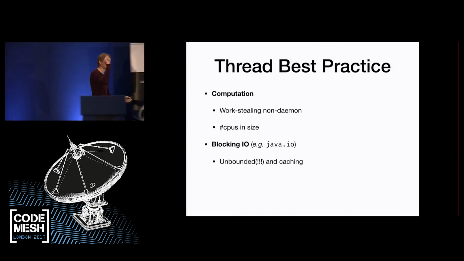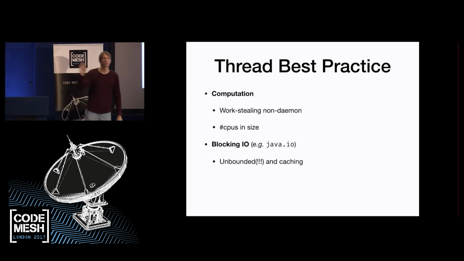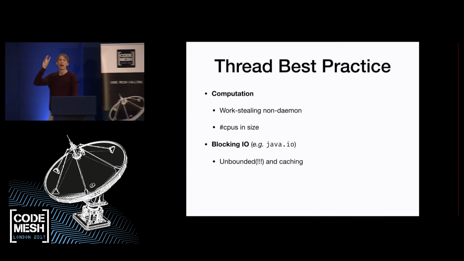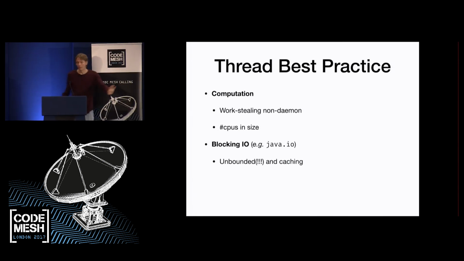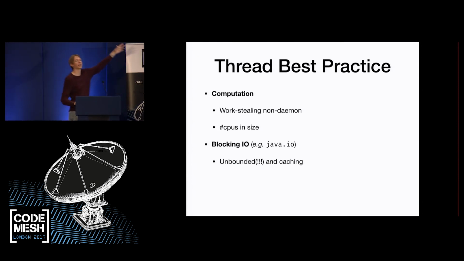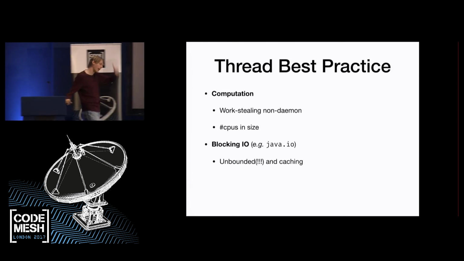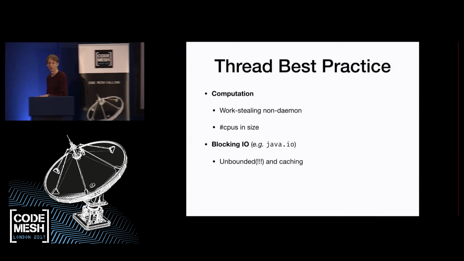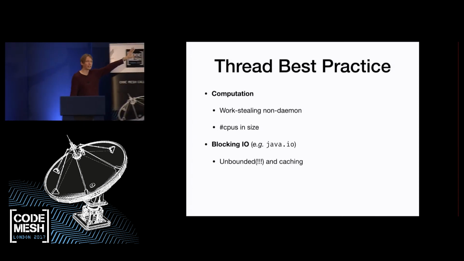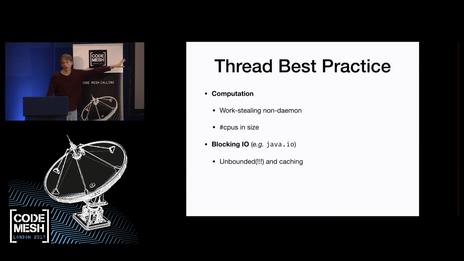Blocking I/O has to be an unbounded thread pool, which sucks, right? If you're a systems programmer, the word unbounded should kind of send shivers down your spine. But you have to make sure this is bounded at some higher semantic level, because the problem is that blocking I/O is going to eat a thread. You can't put that on a limited thread pool because you'll starve. So unbounded and caching, and really try not to do it very much.